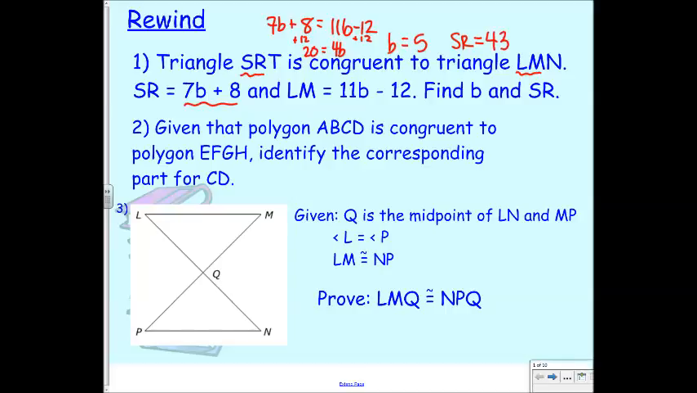Given that polygon ABCD is congruent to polygon EFGH, identify the corresponding part for CD. So I take a look at this and I say CD is the last 2 letters here. So in this quadrilateral, it would have to be GH. So GH would be the segment that corresponds to the segment CD.